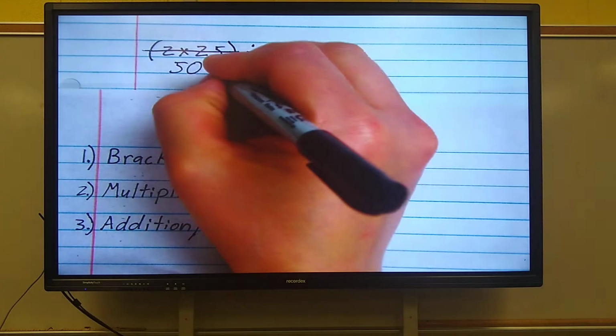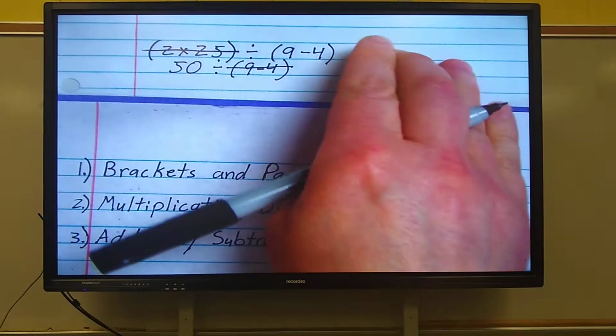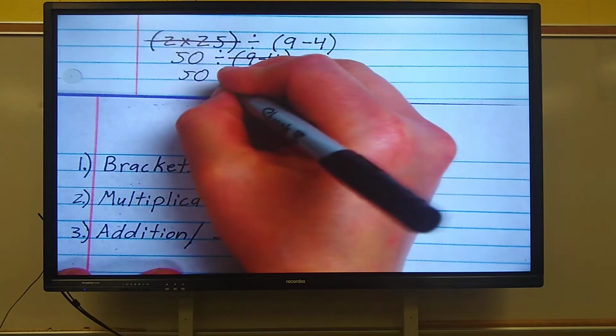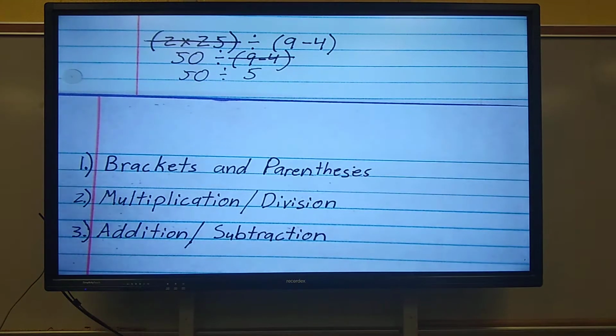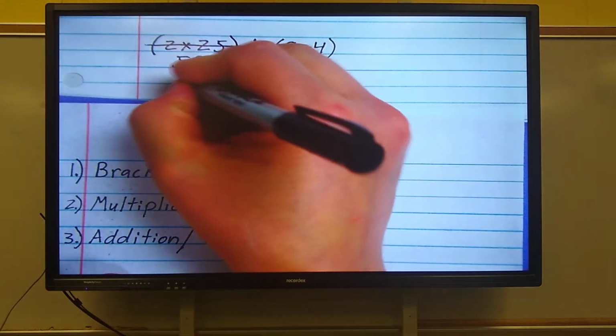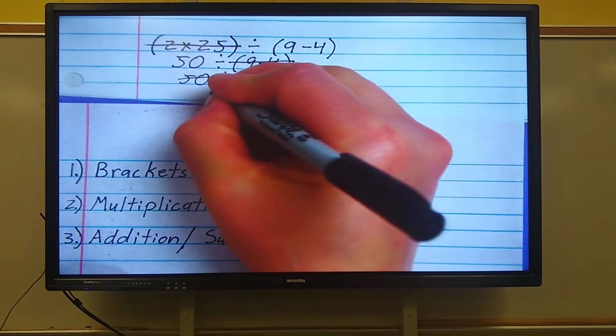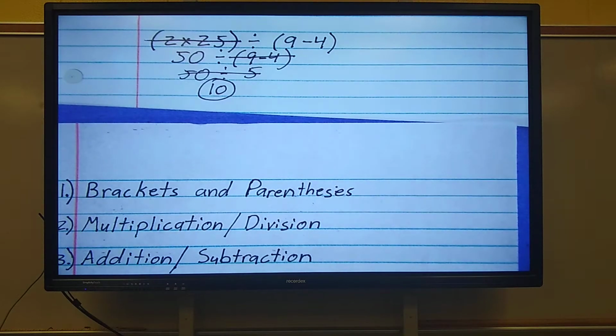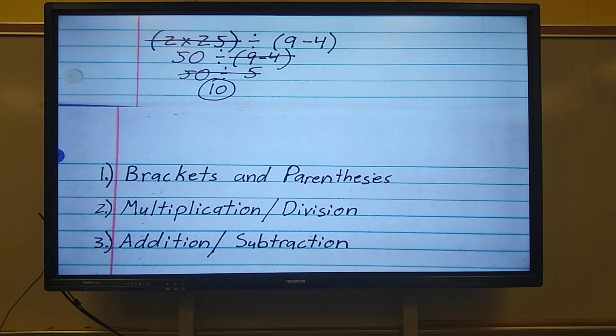Now I still have to solve the parentheses. So 9 minus 4 is 5. I have 50 divided by 5. And there we go. I'm left with just one thing left to do. 50 divided by 5. My answer is 10. That was easy. Just because you had 2 sets of parentheses there doesn't mean this was a difficult problem. If you go in order and you do one step at a time, it's never a problem.